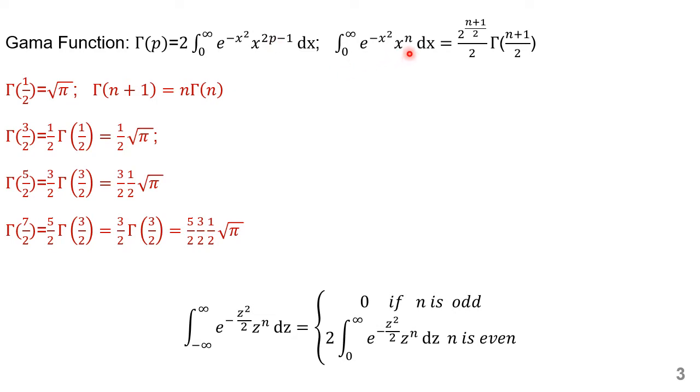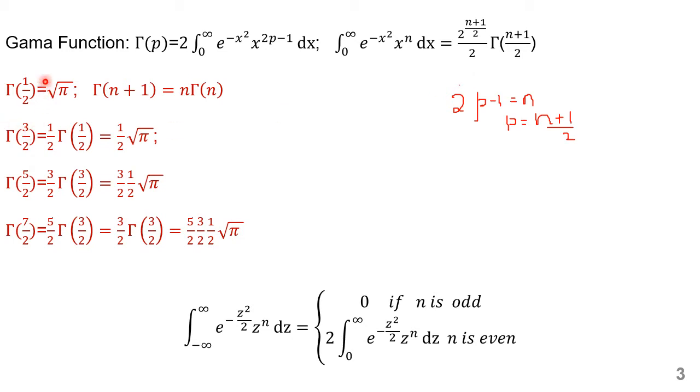Using this equation, we can compute the integral from 0 to infinity of e to the power minus x square x to the power n dx. Here we have substituted, wherever t is there, 2t minus 1 is equal to n. So t is equal to n plus 1 by 2. Therefore gamma of t, that is gamma of n plus 1 by 2, is equal to 2 to the power n plus 1 divided by 2 divided by 2.